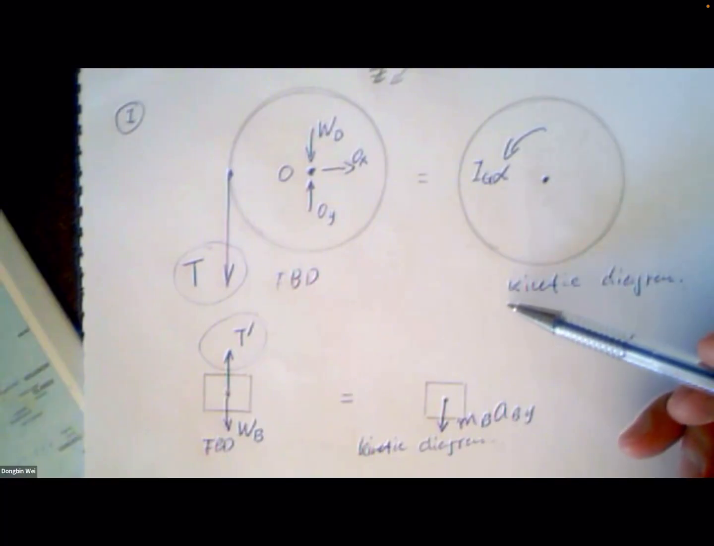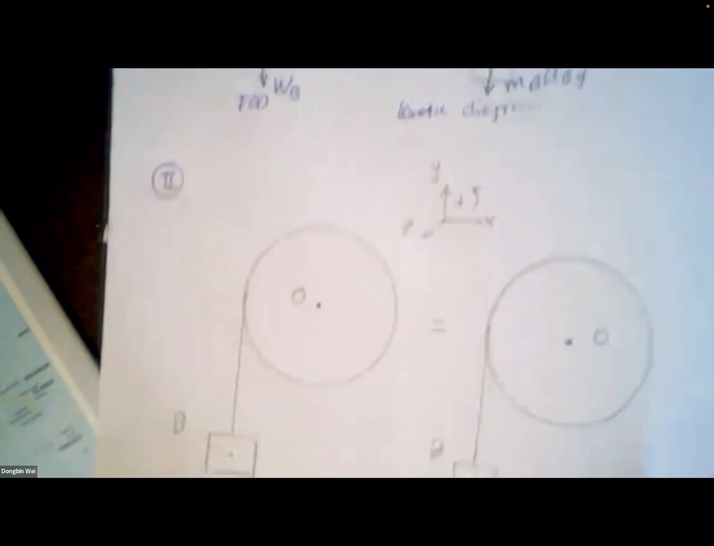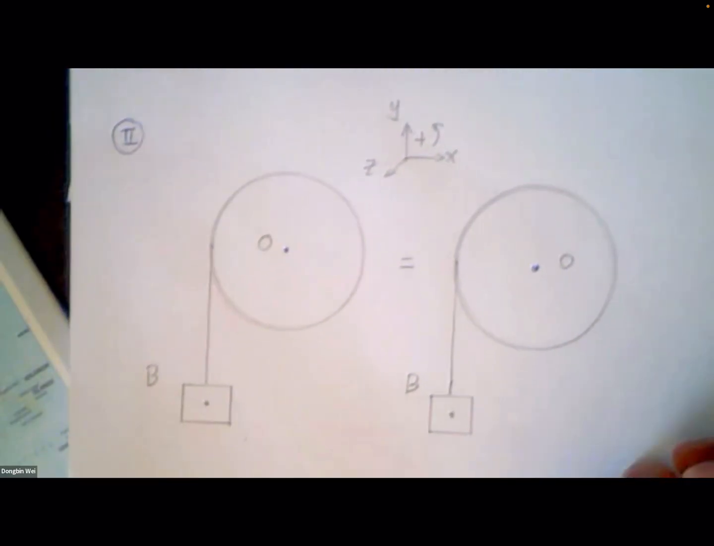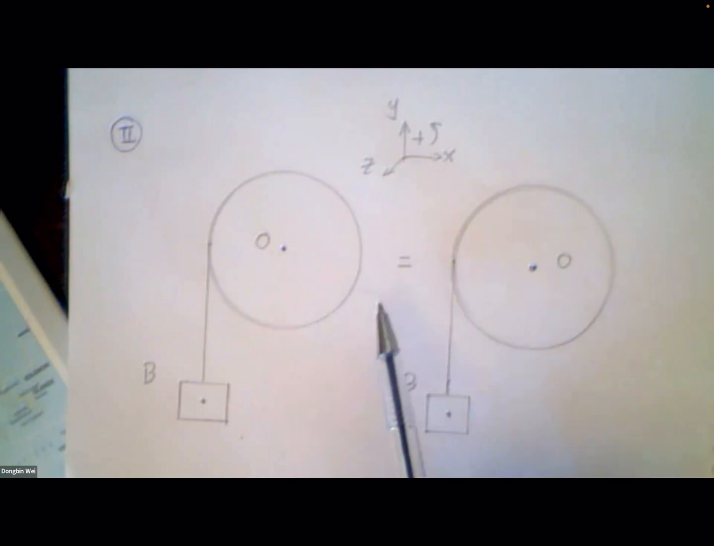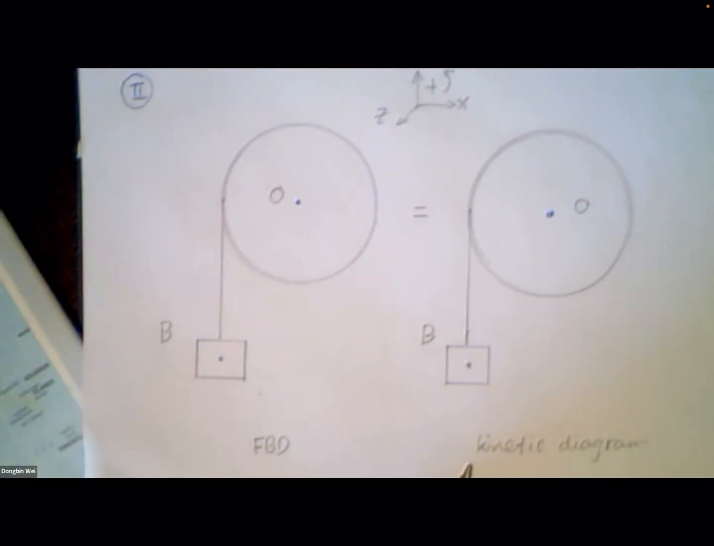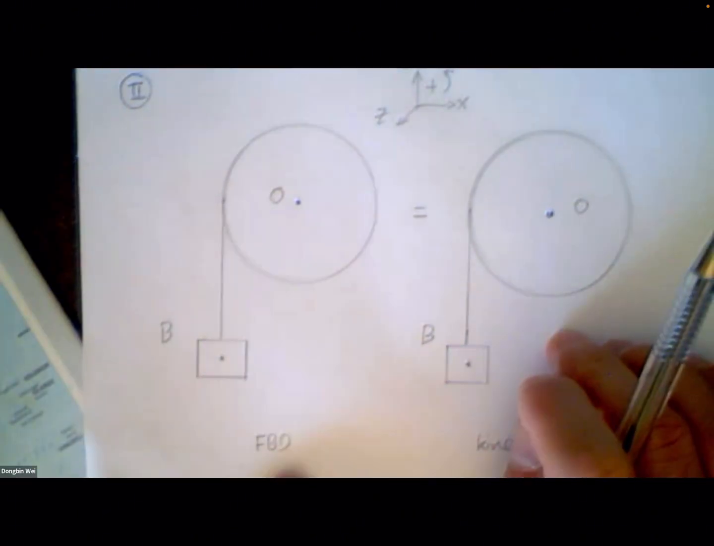There is another solution. We also can consider these two rigid bodies as a system. If we consider them as a system, what will be our free body diagram and kinetic diagram? We will only need one free body diagram and one kinetic diagram. So if we consider these two as a system, what will the diagram be?